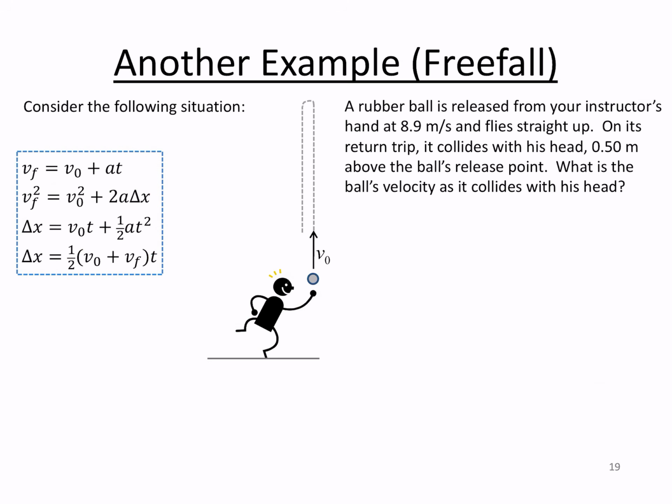So I have a rubber ball. I chuck it straight up into the air, and on the return, it collides with my head instead of my hand. And that means, as I'm saying here, that it's 0.5 meters above the ball's release point, right? I release it here at my hand, and then it's whacking my head some distance above that when it returns. What is the ball's velocity as it collides with his head?